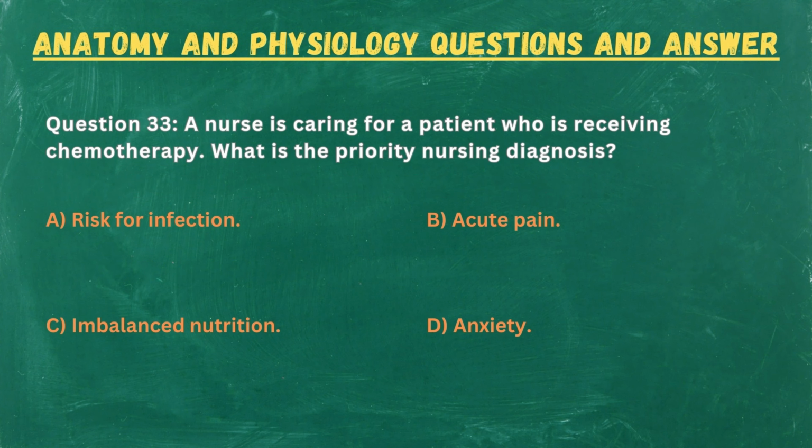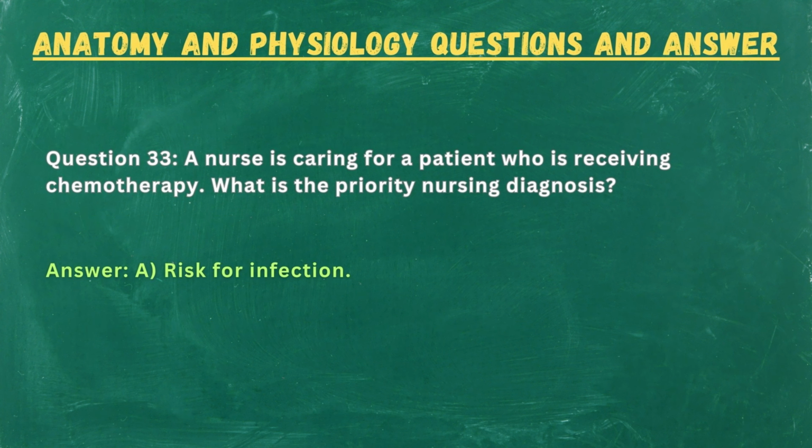Question 33. A nurse is caring for a patient who is receiving chemotherapy. What is the priority nursing diagnosis? A. Risk for infection. B. Acute pain. C. Imbalanced nutrition. D. Anxiety. Answer A. Risk for infection.